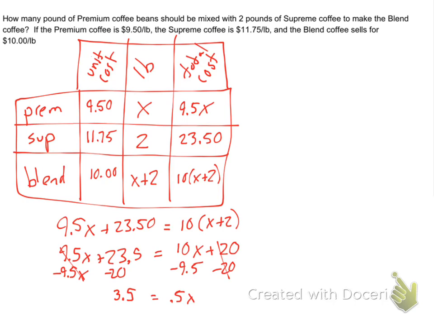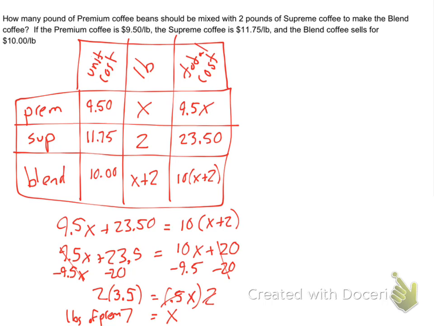How do I get rid of a half? There's two ways. I could divide by a half or multiply by a 2. And what's 2 times 3.5? So guess what? You have 7 pounds of premium coffee. And that's what it's asking, right?